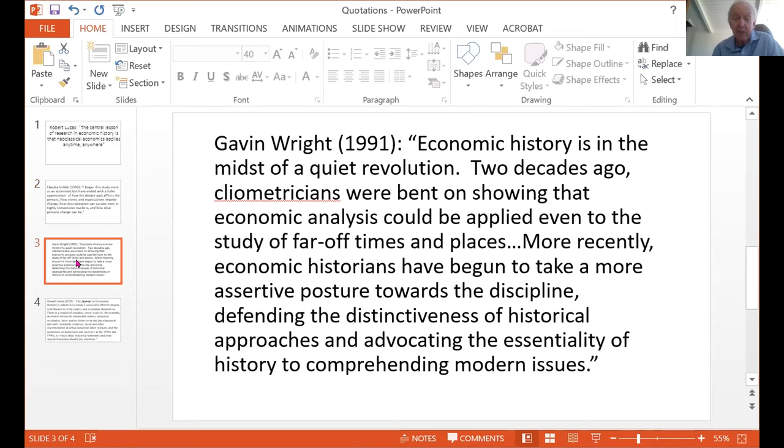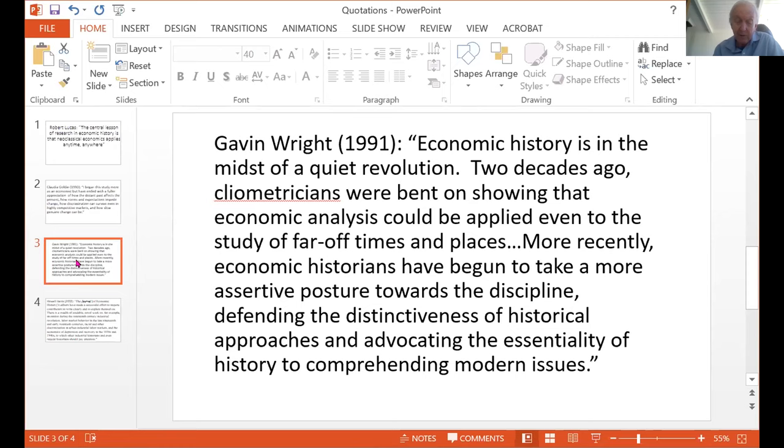Economic history is in the midst of a quiet revolution. Two decades ago, cleometricians were bent on showing that economic analysis could be applied even to the study of far-off times and places. More recently, economic historians have begun to take a more assertive posture toward the discipline, defending the distinctiveness of historical approaches and advocating the essentiality of history to comprehending modern issues. Were we perhaps engaged in self-deluding wishful thinking? Perhaps so. But there were others who also saw significant progress.